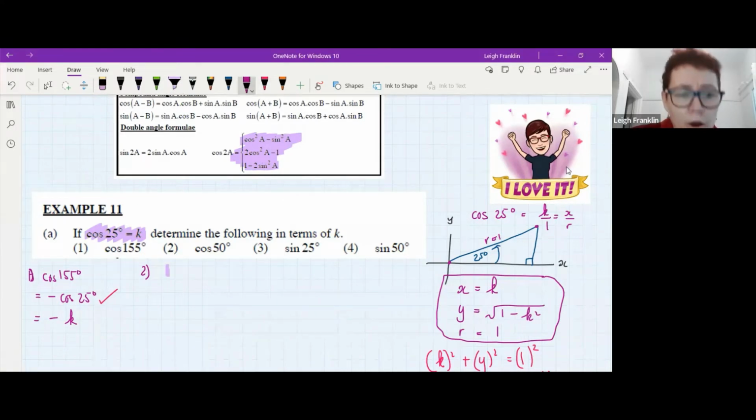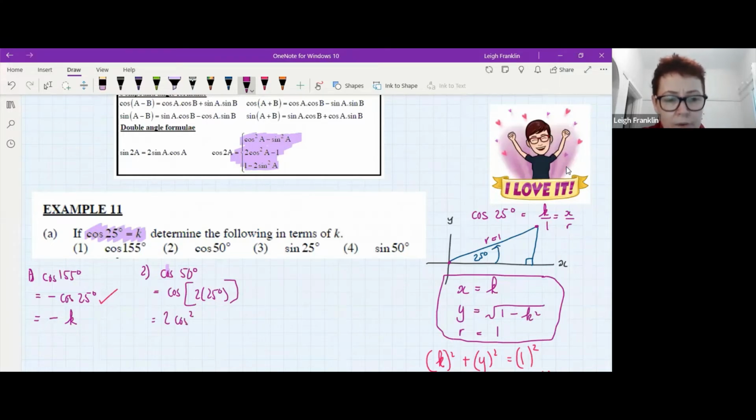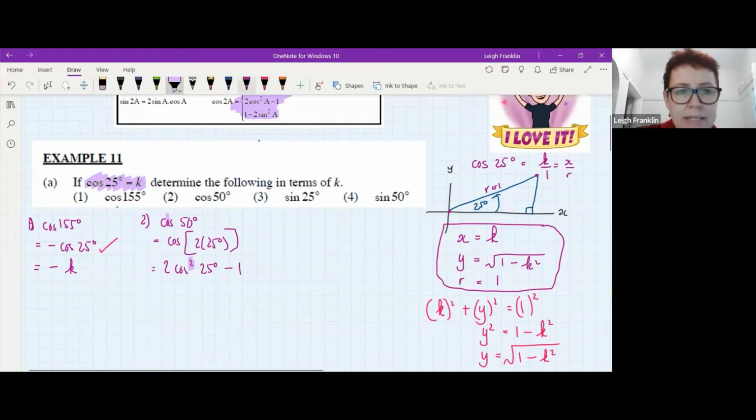Okay, so the cos of 50 is the cos of 2 times 25. You don't have to write this first line. I'm just showing you where it comes from, but you must write this. So this becomes 2 cos squared 25 minus 1. Be very, very careful. This is a square here on the cos. So it's 2 cos squared 25 minus 1. This comes from our cosine double angle identity.